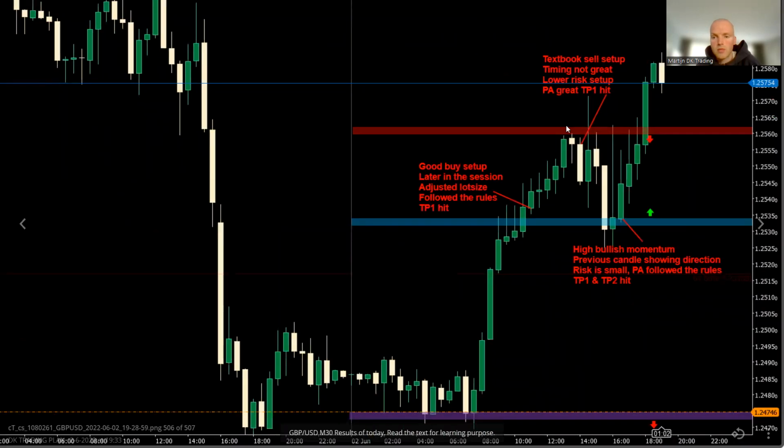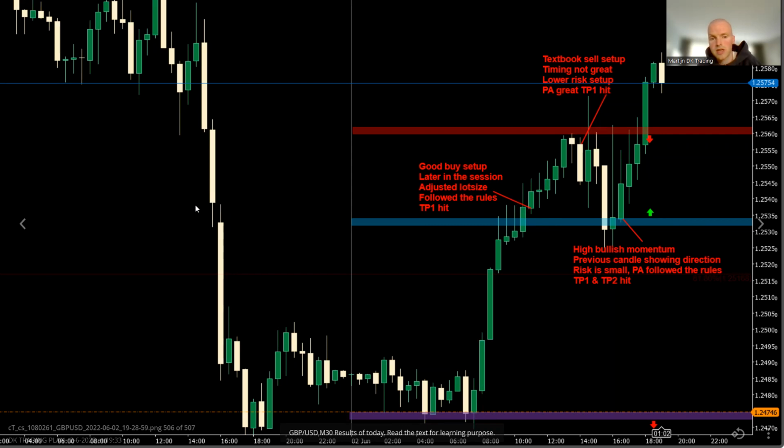So we got a red box and we got a blue box trade. A good buy setup a little bit later in the London session. So I adjusted my lot size, also followed my own rules. TP1 got hit within these two candles. Why did I hold this trade a little bit longer? Now, what do you see? A big bullish momentum trade, right?